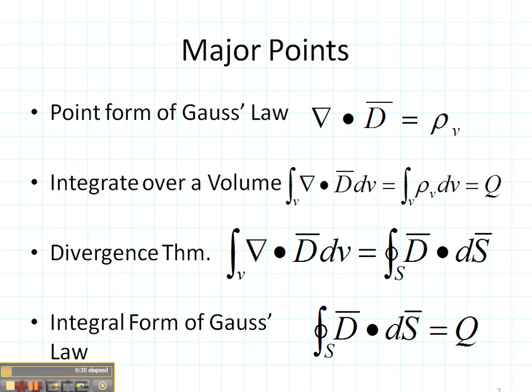The things we'll be covering today are the point form of Gauss's law. Then we'll integrate that over a volume and find the total charge enclosed. We'll apply the divergence theorem to convert the volume integral to a closed surface integral, and that will give us the integral form of Gauss's law, which is the form we most often use. So let's begin with the point form of Gauss's law.